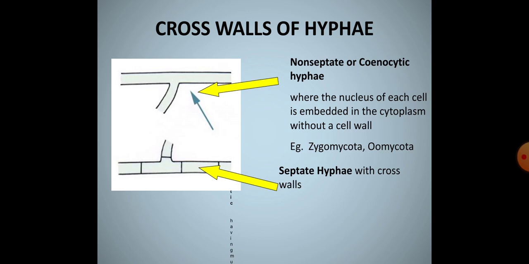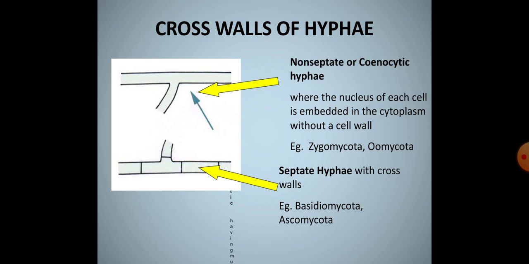Non-septate hyphae are those in which nuclei are embedded in the cytoplasm without a cell wall. Examples are ZYGOMYCOTA and OOMYCOTA. OOMYCOTA are water molds. They are not actually included in fungi. They are rather protists, whereas ZYGOMYCOTA are true fungi. Septate hyphae are found in BASIDIOMYCOTA and ASCOMYCOTA. These are also two groups of the kingdom fungi.